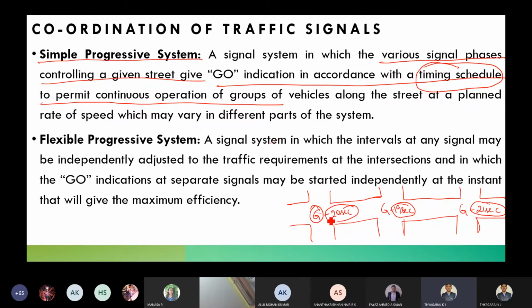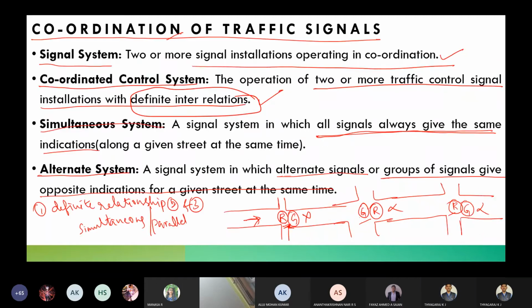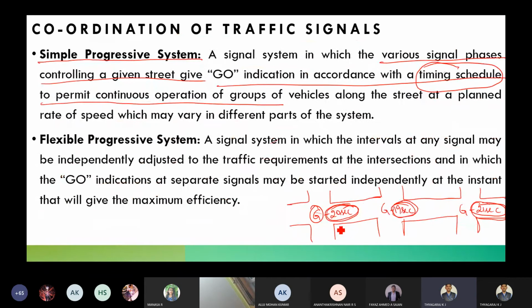So is it clear? Understood? The green phase will be throughout the road. All the signals will be indicated with green only, but the duration will be different. Is it clear? Is it understood? So you can observe, it is a simultaneous system only, but there will be specified signal timings for each leg. That is, there will be a specified time for the first intersection: it is 20 seconds. For the second intersection it is 19, and for the third intersection it is 21 seconds.